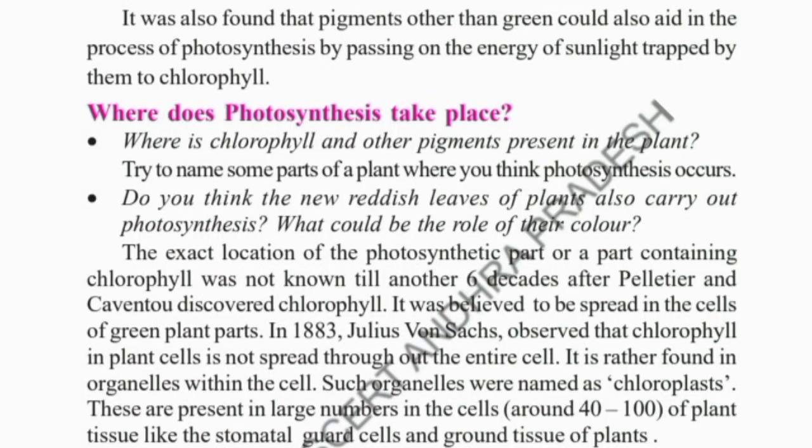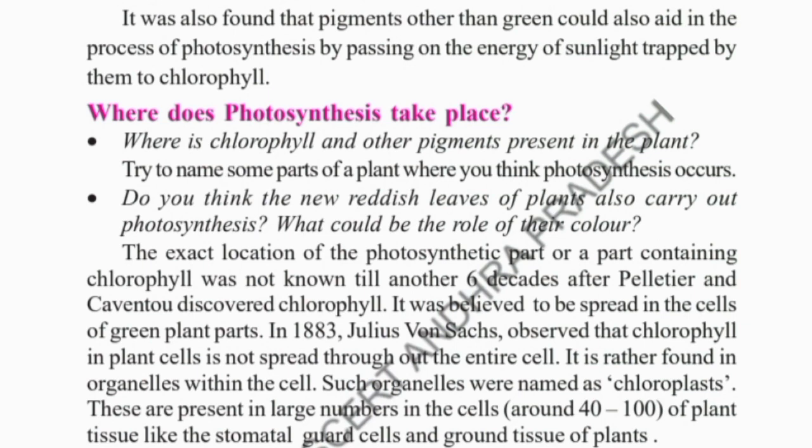Welcome students. Today our topic is where photosynthesis takes place, and we have already discussed chlorophyll. Now the question arises: where is this chlorophyll present? The answer is that chlorophyll and the other pigments are all present in the chloroplast, and chloroplasts are the organelles which are present in certain parts of the plant.